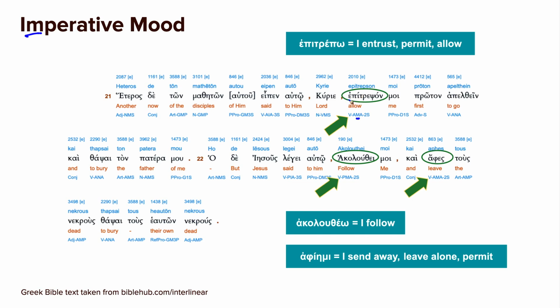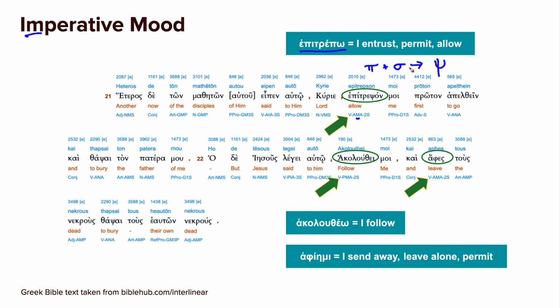But here we have epitrepson. Allow me first to go bury my father, right? Epitrepson. This is from the lexical form epitrepō, and that means I entrust, permit, or allow. So he's basically, first allow me, give me permission. Epitrepson. Now you're probably wondering why that psi here. So the pi is going to be added to a sigma because when you form this aorist form of the imperative, it becomes psi.